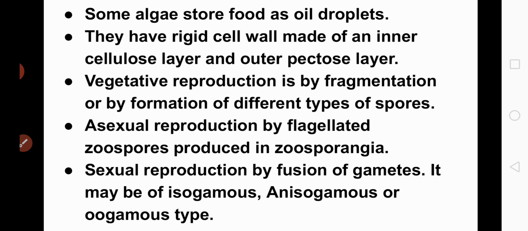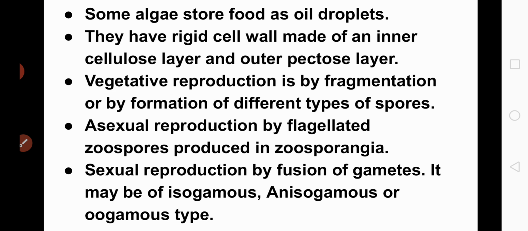Understood? Coming to the reproduction part, vegetative reproduction takes place by fragmentation. So what do you mean by fragmentation? Fragmentation means that during the time of reproduction, due to some reasons, the thallus of the algae breaks into several pieces, and the process of formation of fragments is called fragmentation. Understood? So here the vegetative reproduction takes place by fragmentation or by the formation of different types of spores.